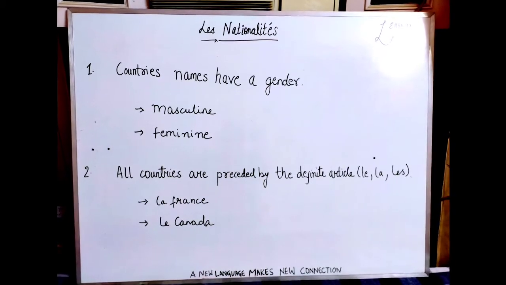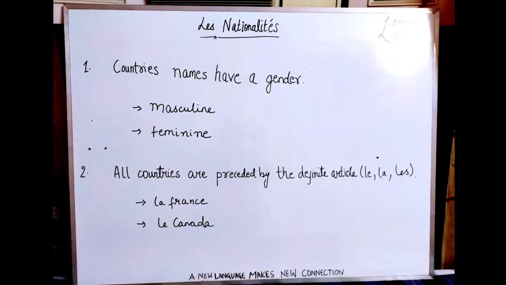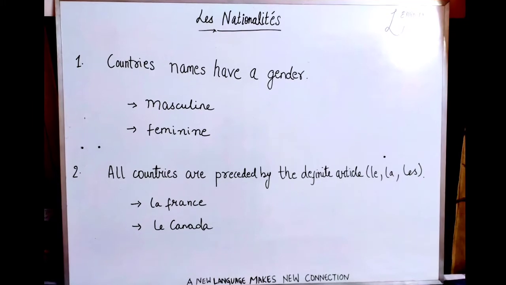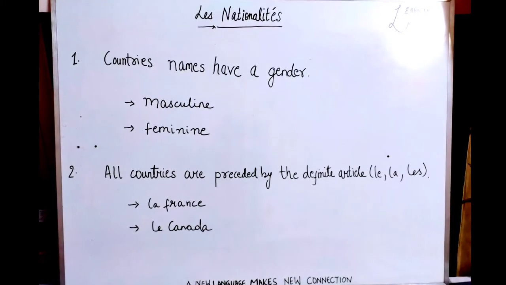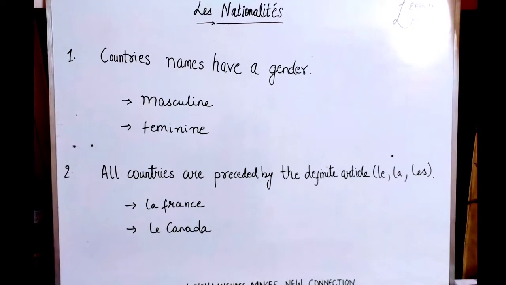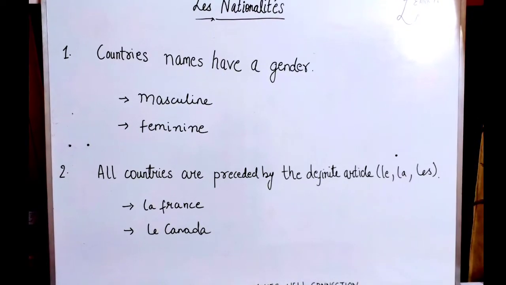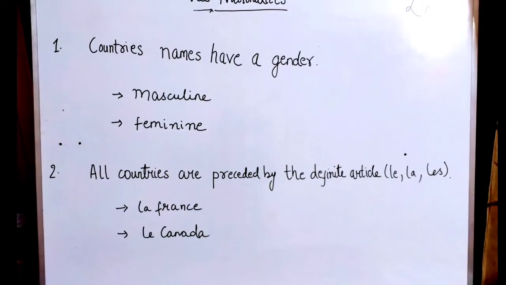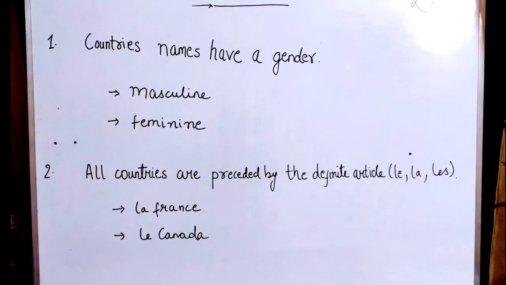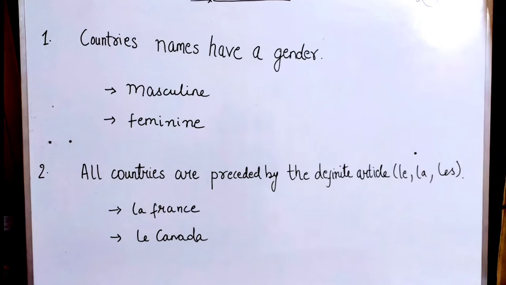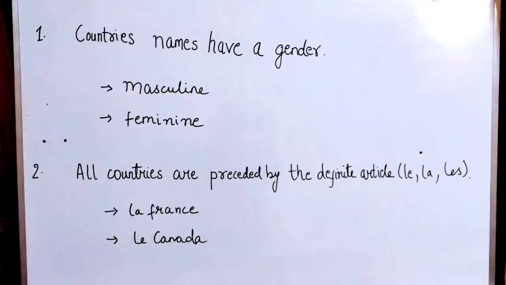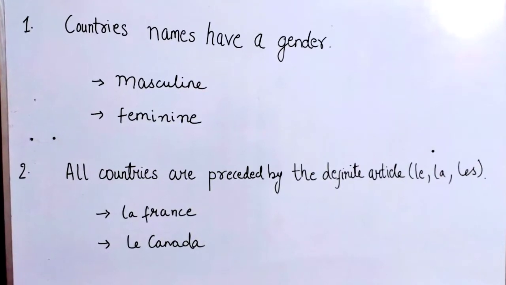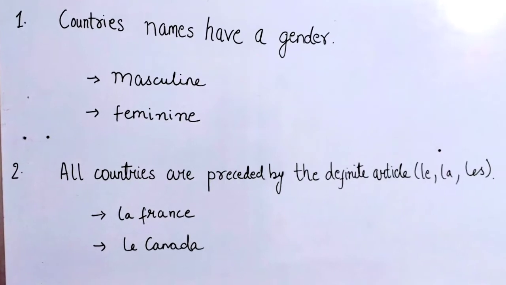So we'll discuss them. The first rule is that countries' names have a gender. They are either masculine or feminine. Now all countries are preceded by the definite article. In English, we use different articles. In French, we use le, la, les. We will discuss them in the upcoming videos. Meanwhile, just have a look at the example. La France and Le Canada. France is a feminine country, and Canada is a masculine country. So that's why it is La France and Le Canada.